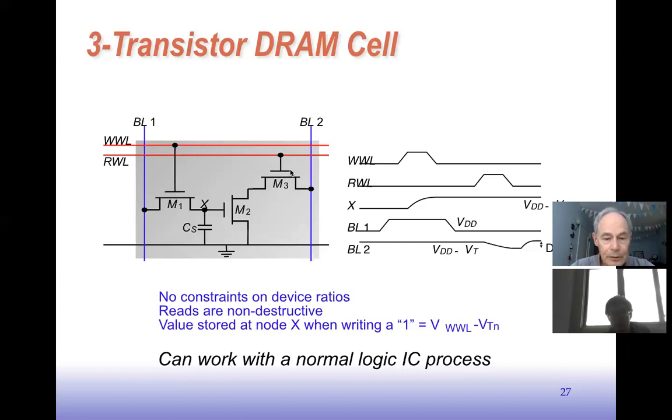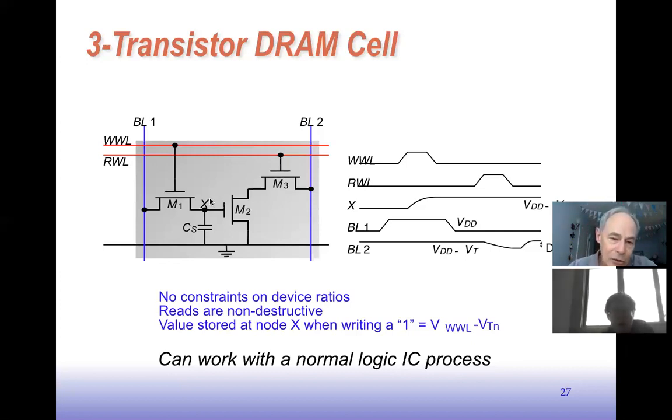The nice thing is that reads are not destructive, just like with the SRAM cell. There are no constraints on the device ratios like we had in the 6T SRAM cell. One disadvantage, which is typical of all DRAM, is that we're using capacitance to store value. And if we wait too long, this value will have leaked away. So if we're not going to use it for a while, we have to read it occasionally and write the value back in order to refresh it.